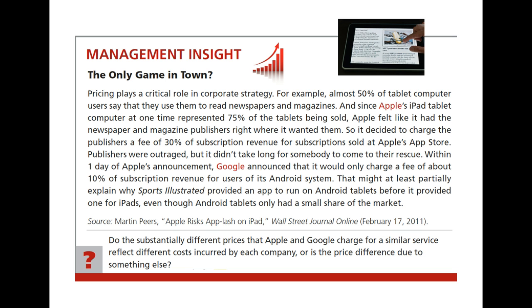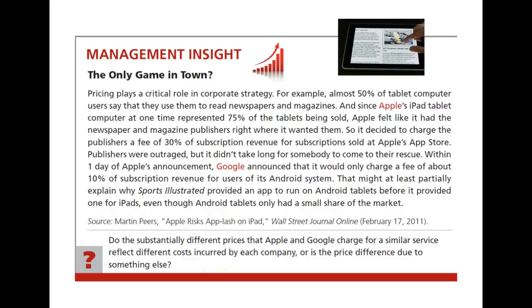Pricing plays a critical role in corporate strategy. For example, almost 50% of tablet computer users say they use them to read newspapers and magazines. And since Apple's iPad tablet computer at one time represented 75% of the tablets being sold, Apple felt like it had the newspaper and magazine publishers right where it wanted them. So it decided to charge the publishers a fee of 30% of subscription revenue for subscriptions sold on Apple's App Store. Publishers were outraged, but it didn't take long for someone to come up with a rescue. Within 1 day of Apple's announcement, Google announced it would only charge a fee of about 10% of subscription revenue for users of its Android system.